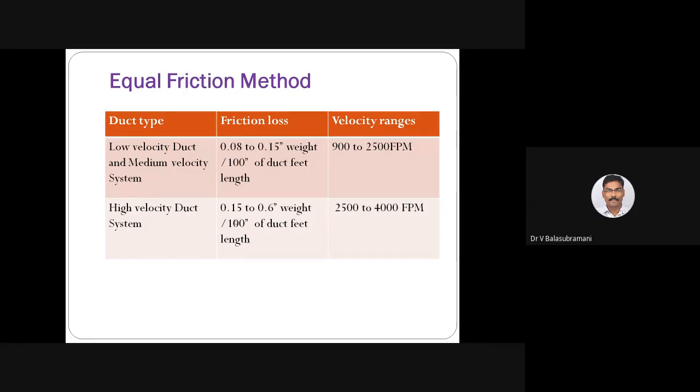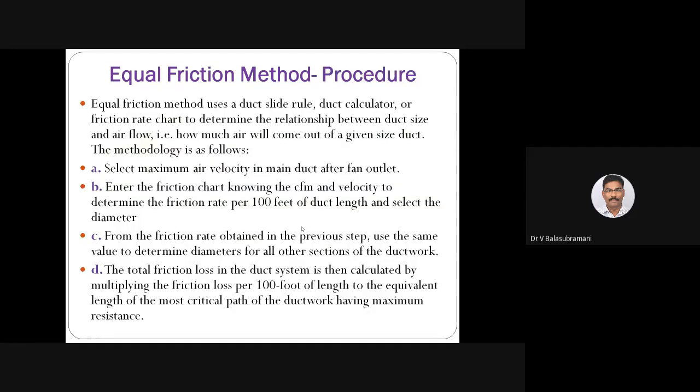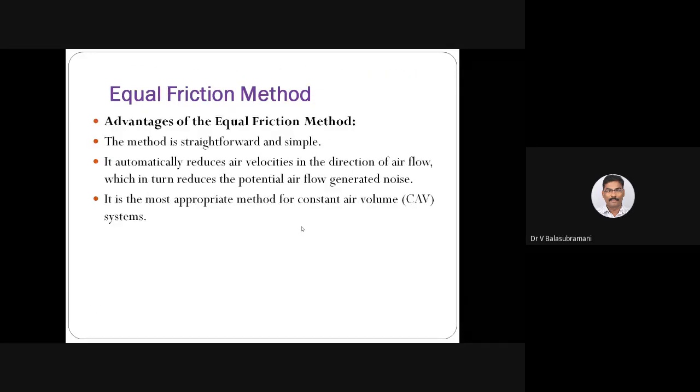There is a static pressure regain. We are gaining static pressure. That is the static regain method. The high velocity duct system is for 2500 to 4000. I think the procedure is given. I just move to one problem, where we will discuss some of the things, and then we will move to the next problem.